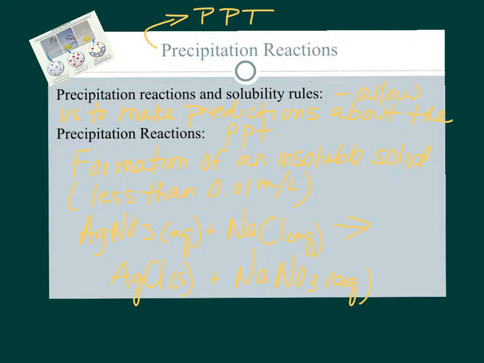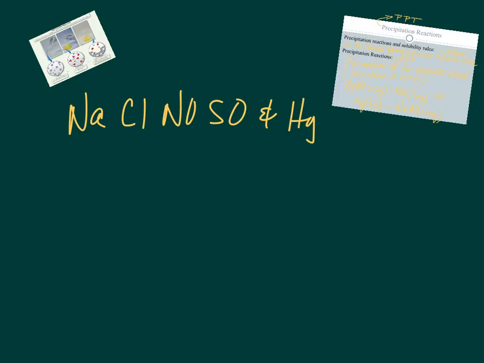Now, how do we know what's going to form a precipitate or not? Well, there's something called NOSO. Let me explain to you what that is. I actually put up on our page Quizlet flashcards for you to study because you need to know your solubility rules, and we will have a quiz on that sometime next week. So we have what's called NaClNOSO and hydroxides. So let me explain a little bit about what this means.